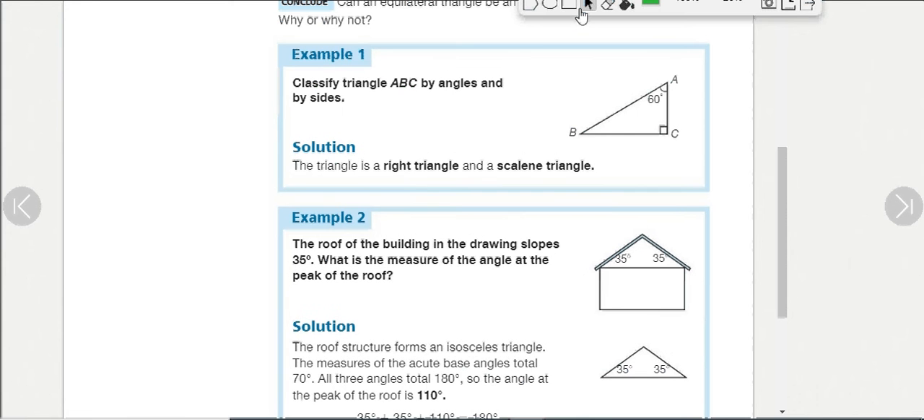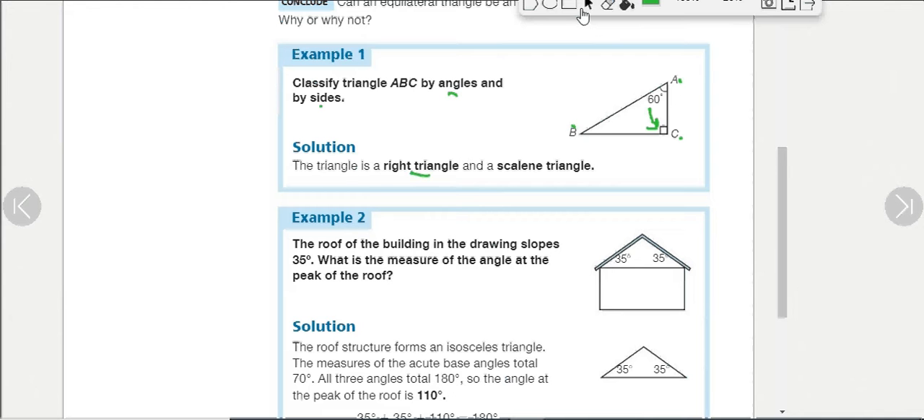Let's classify this triangle. Notice how they label it A, B, C, in the order, one way or another. There really is no way to go out of order with a triangle label, I suppose. But anyway, they call it ABC, you could call it triangle BAC, whatever. Classify it by angles first. Okay, I see this right angle, that's my dead giveaway, it's a right triangle.